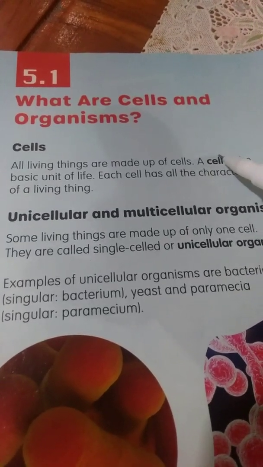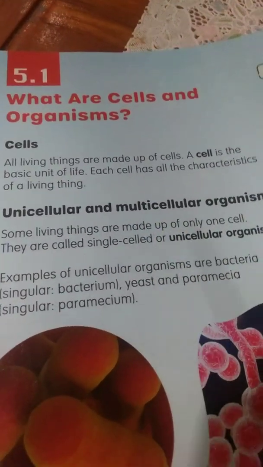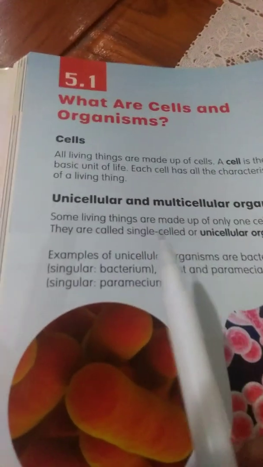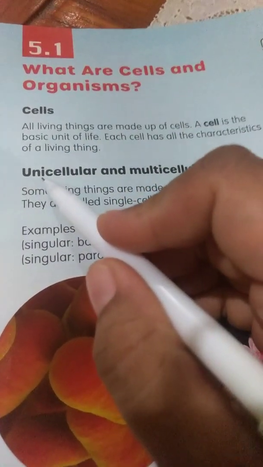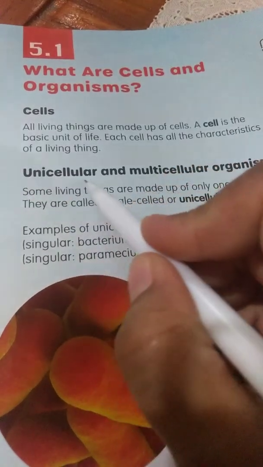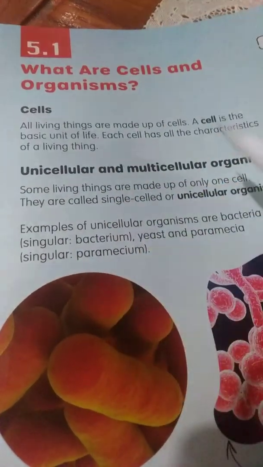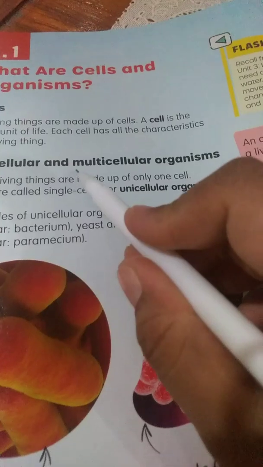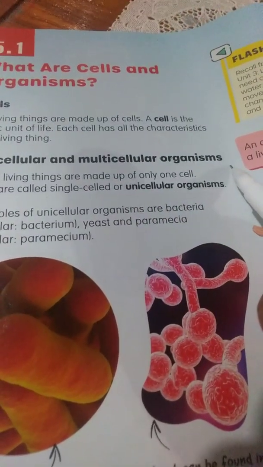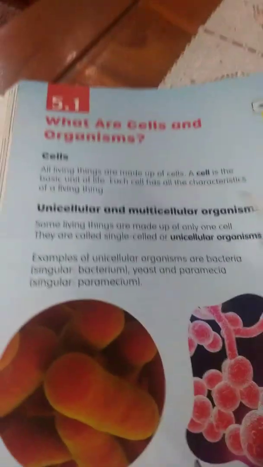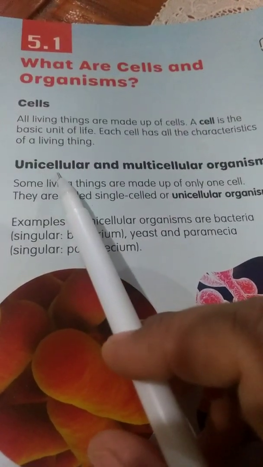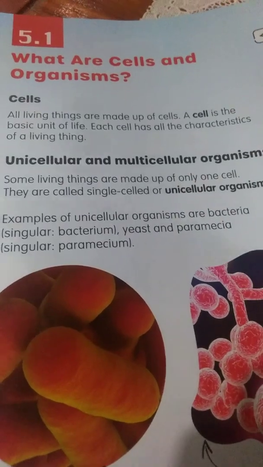Kita sebut cells ya. Based on the amount of cells, berdasarkan jumlah sel, the organism divide into two. Jadi, berdasarkan jumlah selnya, organism or living thing divide into two, dibagi menjadi dua. The first we call unicellular organism, and then the second we call multicellular organism. So, based on the amount of cell, there are two kinds of organism, unicellular and multicellular.